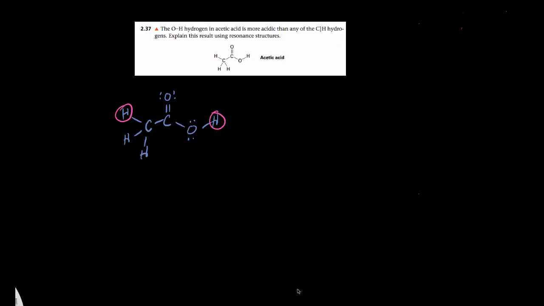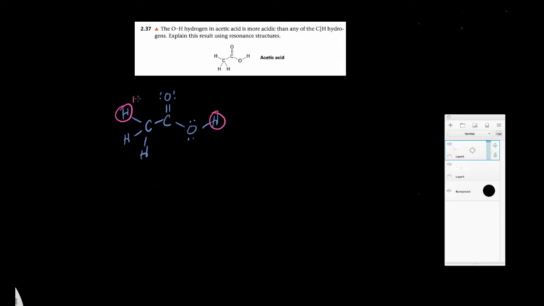Okay, so this question is asking about the relative acidities of the CH hydrogen versus the OH hydrogen. Let's call these H1 and H2. The best way to predict relative acidities is to look at the conjugate bases and compare the two, because the relative stability of the conjugate base is the most relevant aspect of predicting relative acidities.